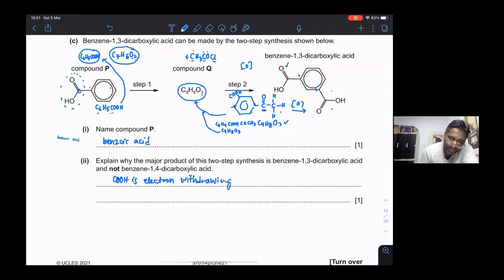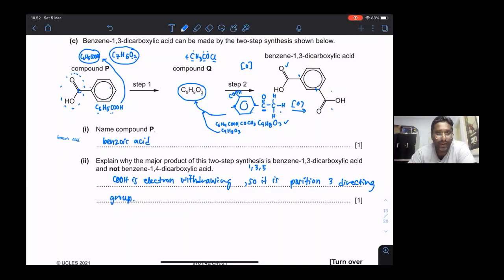Okay, in this case, let's focus on this question. Normally if it is an electron withdrawing group, then it is going to be 3 and 5 directing, since position 1 is taken. In this case, they have selected 3. So it is a position 3 directing group, instead of directing to position number 4. So that's the major product.